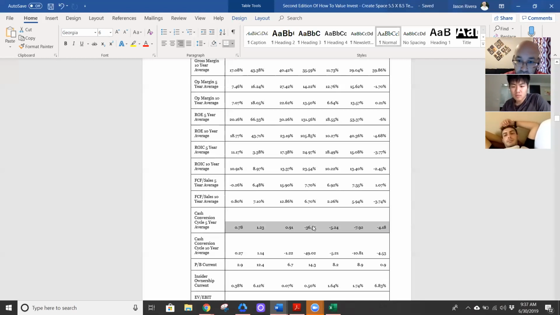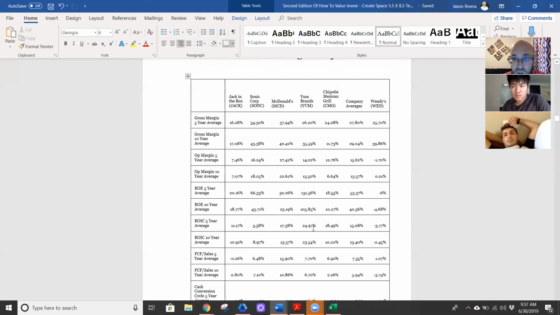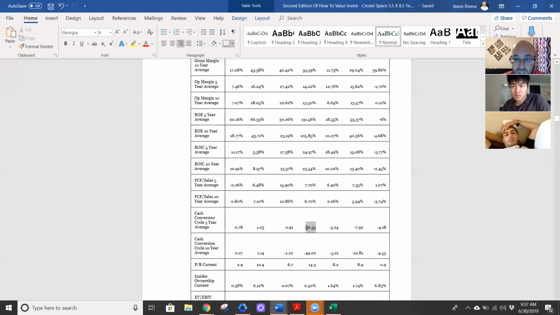So essentially, especially for, what is this, Chipotle? No, Yum Brands. What this means in a real world sense is they get paid on, let's say, day 0 from their customers for their product, inventory, service, whatever. And they don't have to pay out any cash for 36 days. That's what this means in a real world sense. Does that make sense? Yeah.